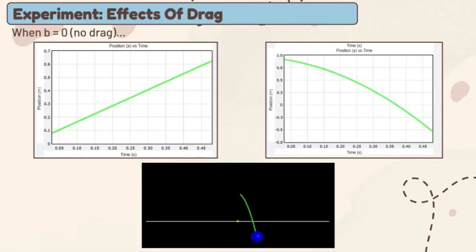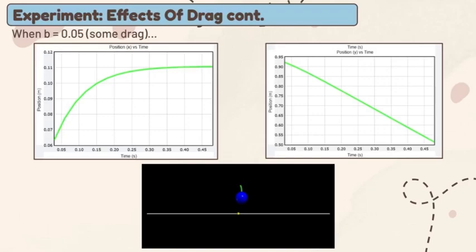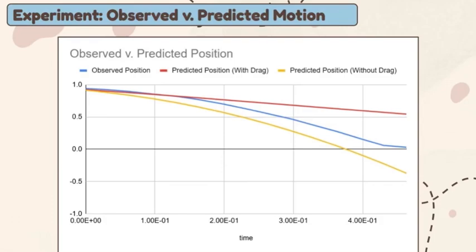Notice that the x position graph is a straight line while the y position graph is curved. Now, here are what those graphs look like when the drag constant is equal to 0.05. Notice that because of deceleration due to drag, the x position graph is now more curved while the y position graph is a straight line. Here is all the data from both the Tracker app and GlowScript compared to one another.